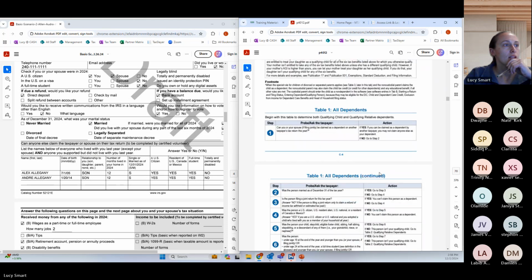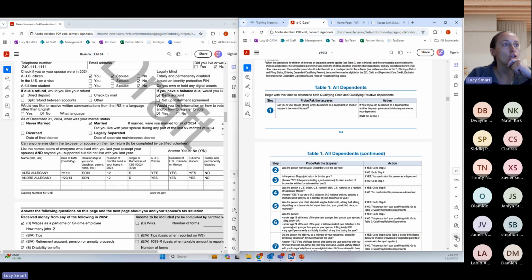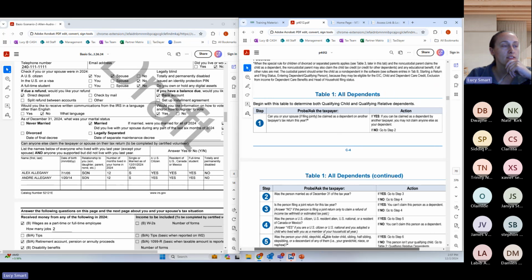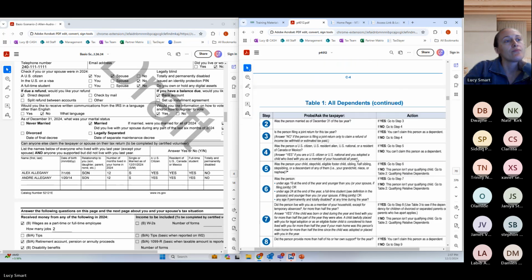So our first question is, can you or your spouse be claimed as a dependent on another taxpayer's tax return this year? We need to determine that. You can see it's in this gray box. But because they're a married couple, they are supporting themselves and their family. Very unlikely that anyone could claim them. So we can say no and go to step 2.